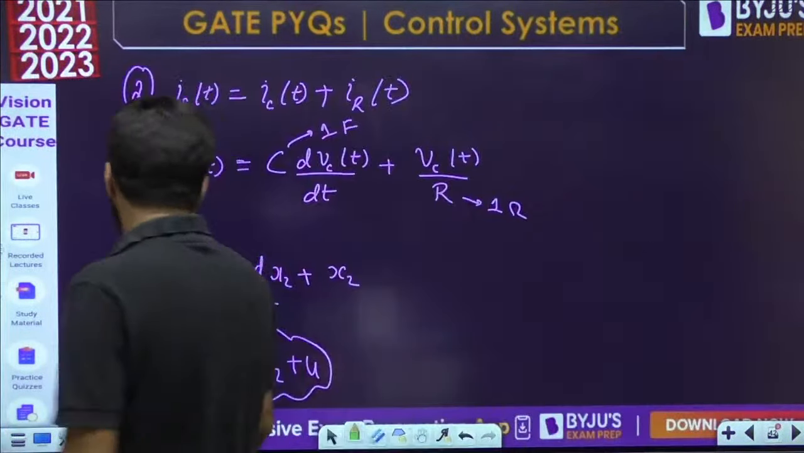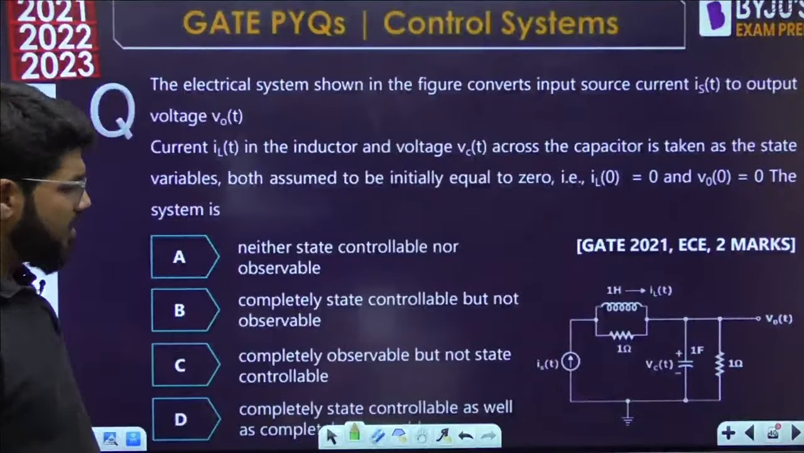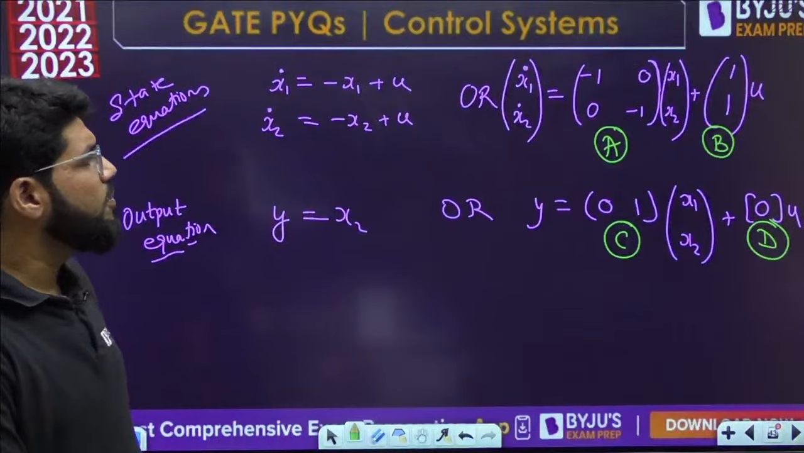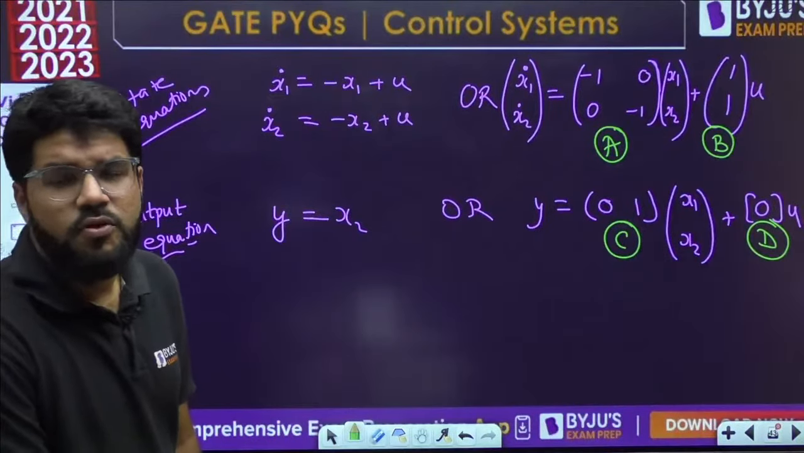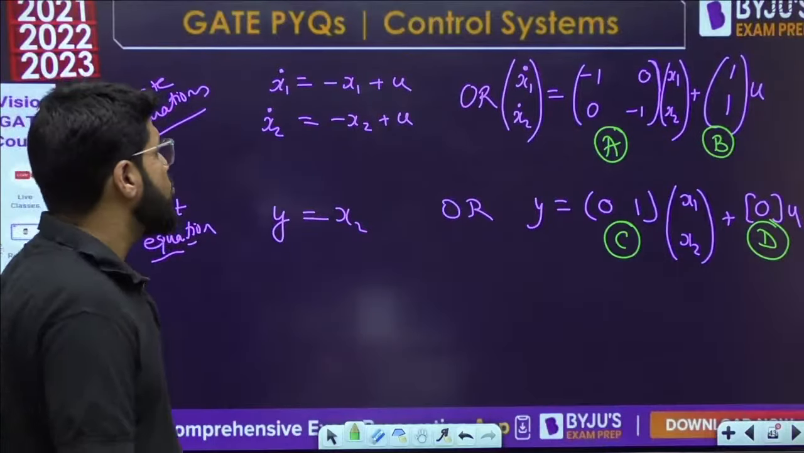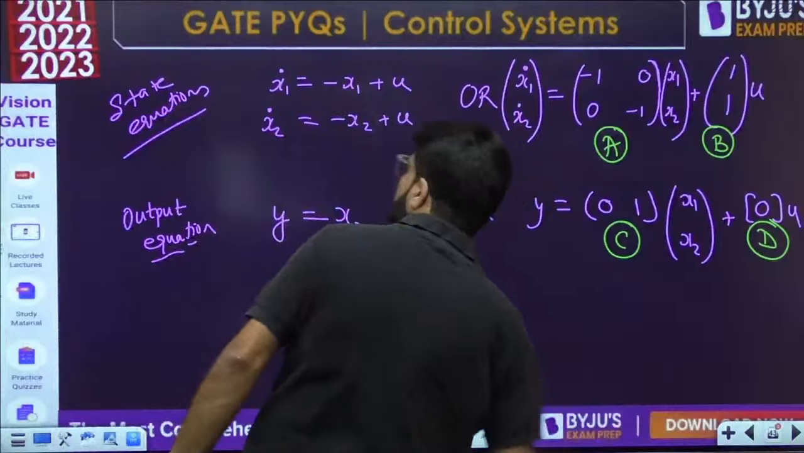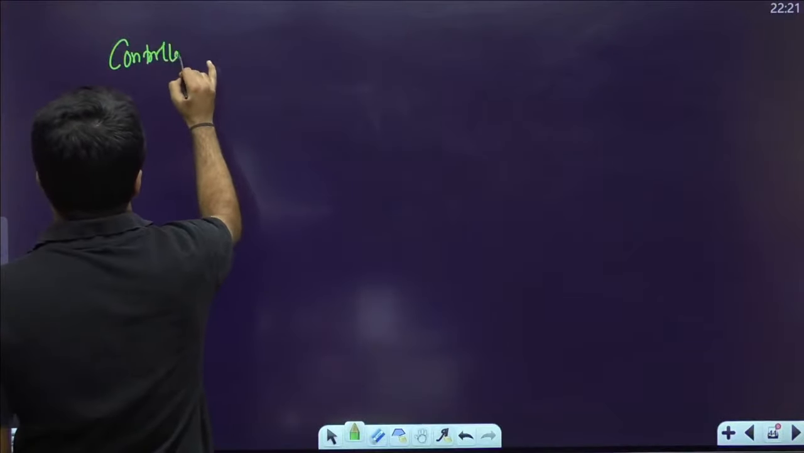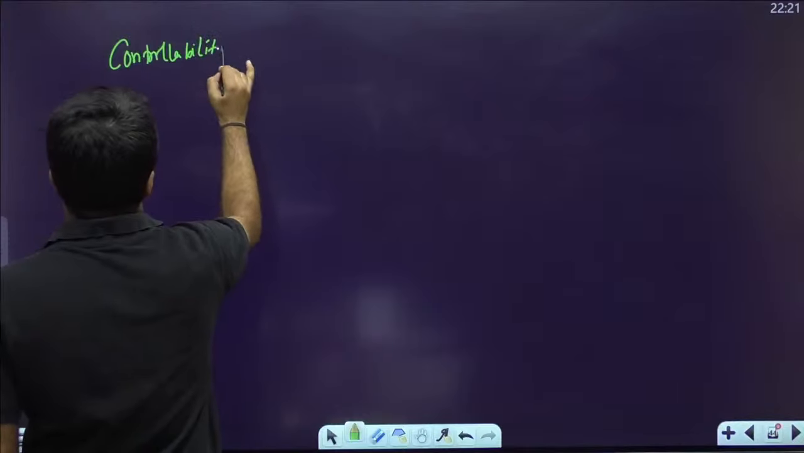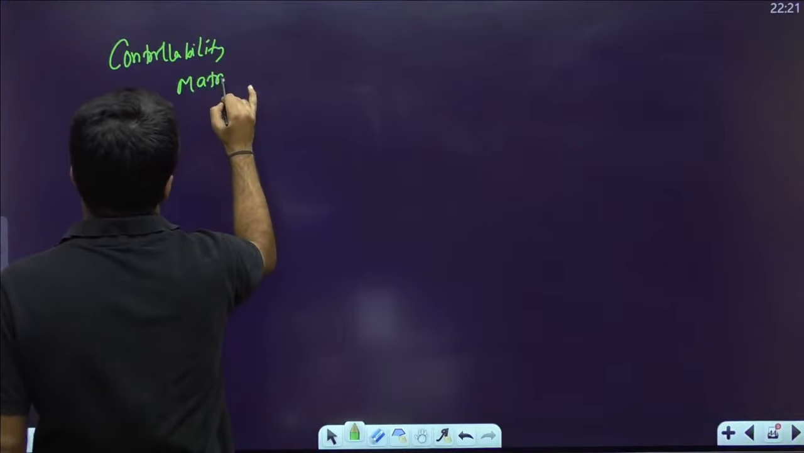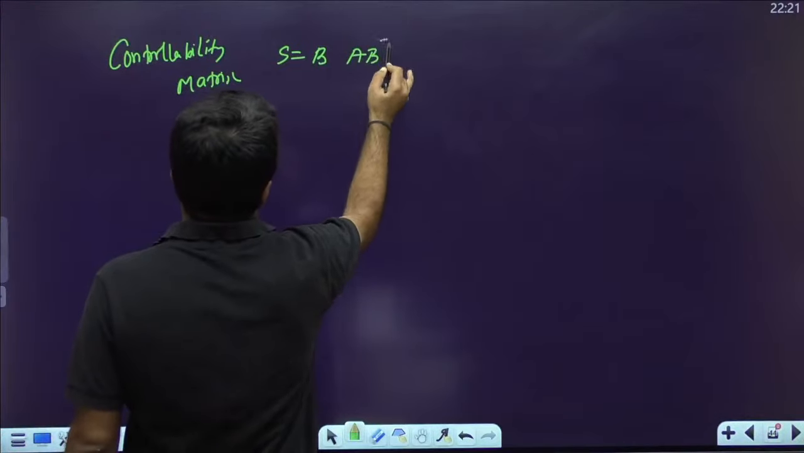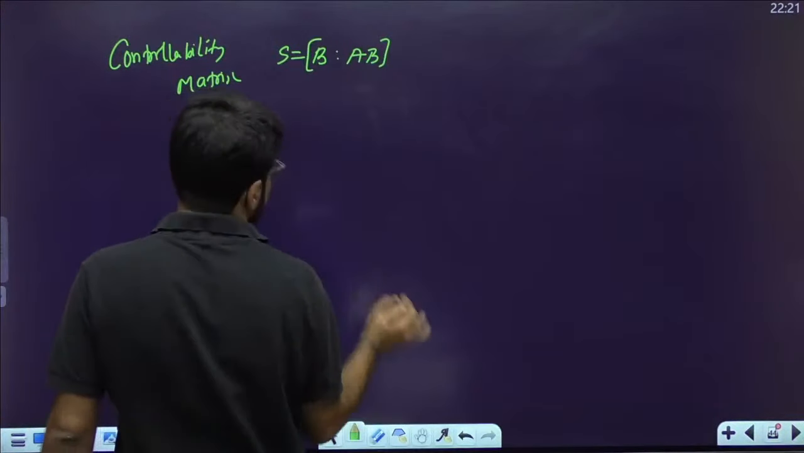Now we need to check the controllability and observability. So what is the controllability matrix? We need to form the controllability matrix. It's a 2 cross 2 case. S is given by the augmented matrix [B, AB].